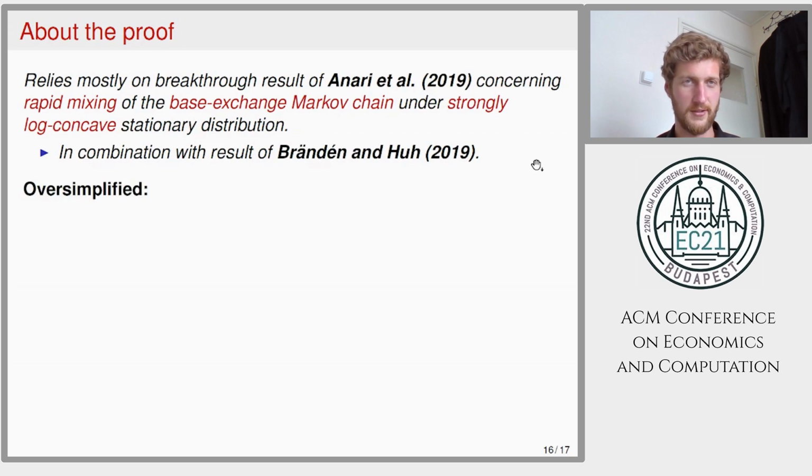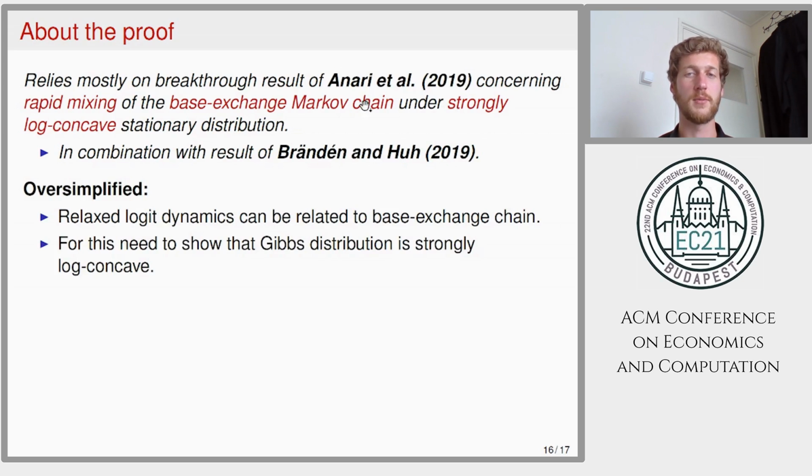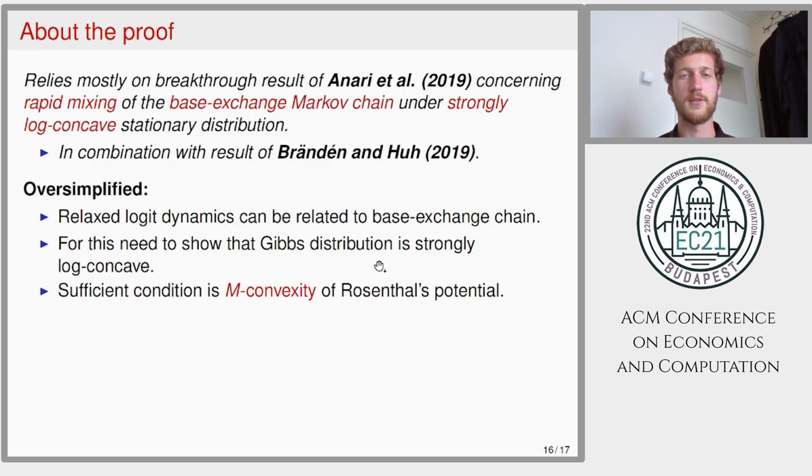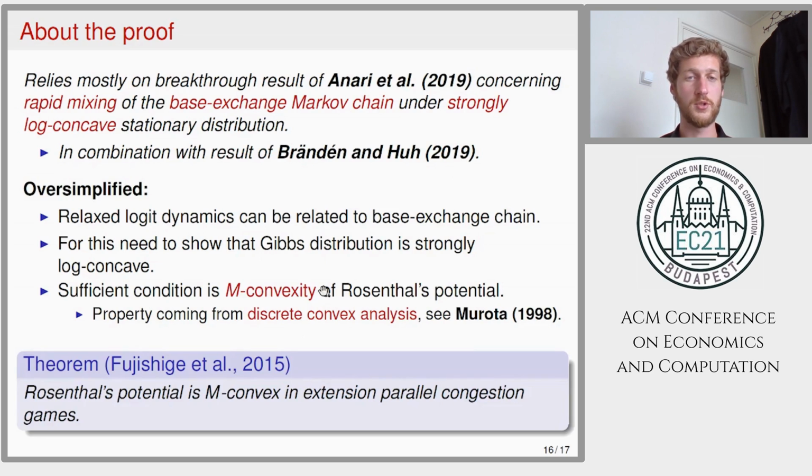To give you a very oversimplified idea behind the proof, first we relate these logit dynamics to a particular base exchange Markov chain for a relatively simple matroid structure. Then, in order to apply the result of Anari et al., we need to show that the Gibbs distribution, which is the stationary distribution of the relaxed logit dynamics, satisfies this strong log-concavity property. It turns out that a sufficient condition for this is that Rosenthal's potential satisfies a property called M-convexity. This follows from a result of Brändén and Huh. M-convexity is a discrete notion of convexity coming from the area of discrete convex analysis. And this property has actually been shown to hold for Rosenthal's potential in the case of extension parallel congestion games by Fujishige et al. Again, these extension parallel congestion games were a slight generalization of load balancing games.